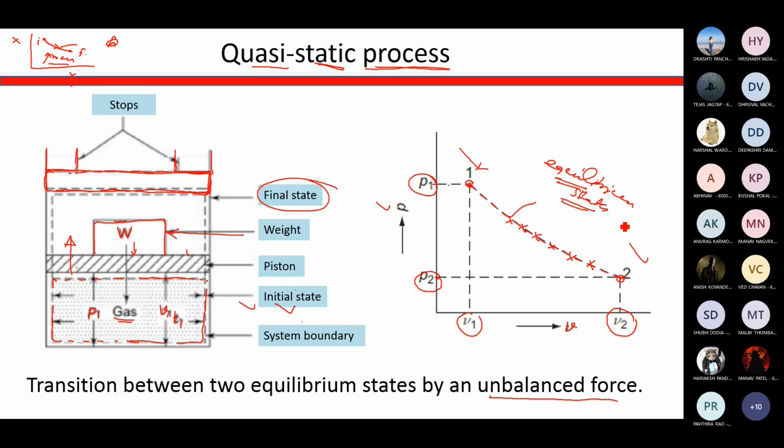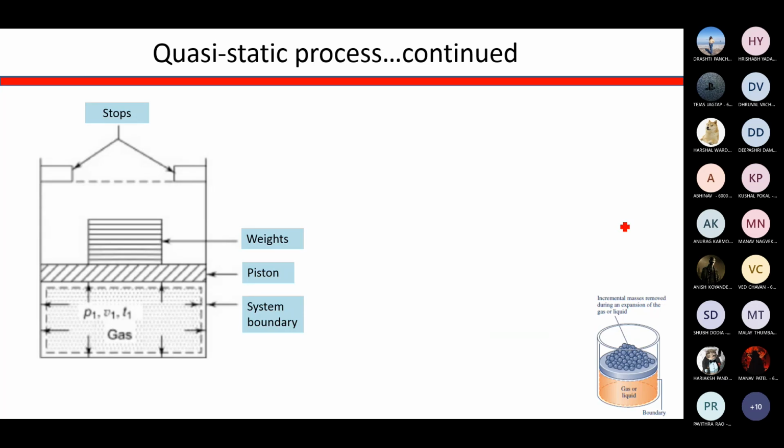Now we want to conduct the same experiment in a quasi-static way. So what are we supposed to do? Now look at this diagram. What is the difference between the previous diagram and this one? There is only one difference. Whatever weight W you had in the previous diagram, now I am going to divide it into very small weights like this, and all those weights I am putting here.